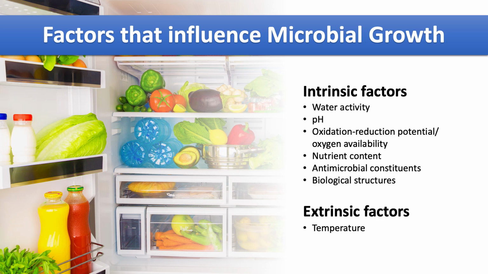It is important to understand the factors that influence microbial growth because they will help us better understand the strategies we can use to control them. Some of the factors are intrinsic factors, which are the characteristics inherent to the food itself. Some important intrinsic factors include water activity, pH, and oxidation reduction potential. The oxygen availability is one main factor correlated with the oxidation reduction potential.